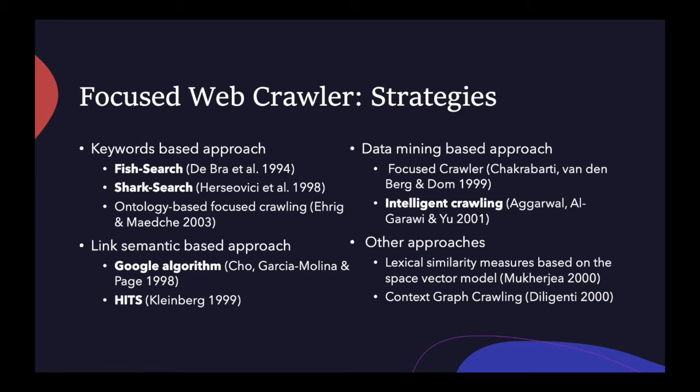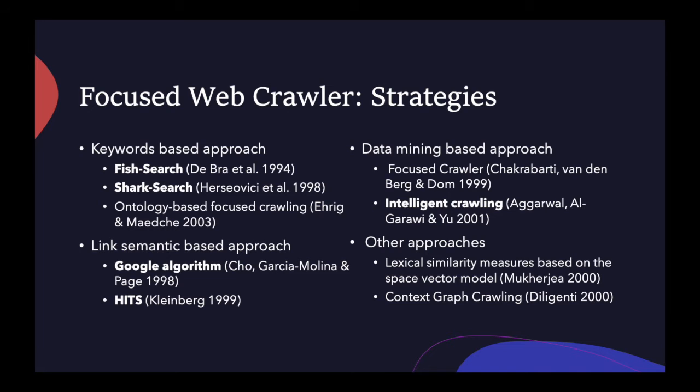These strategies are usually based on keywords, link semantics, or data mining technologies. Fish search is a text similarity calculation method. It takes the user's query words as the topic and considers that a page that contains the query words is related to the topic. The limitation is that it does not evaluate the correlation degree between the page and the topic. Shark search is an improvement of fish search. It uses a spatial vector model to calculate the relevancy between pages and topics.